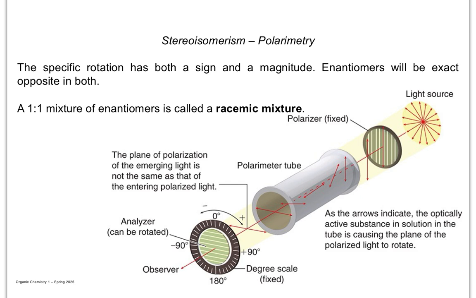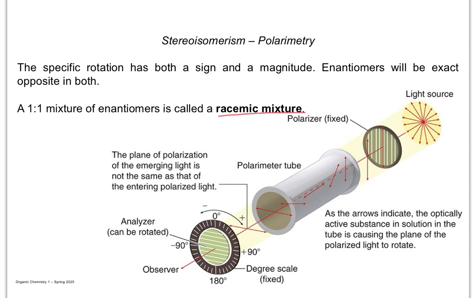So there's two things to note about the value that's produced. The sign, whether it's positive or negative, and then the magnitude of the rotation. And so we'll see in an upcoming slide the equation that's used to spit out the specific rotation. And then we ended on saying that a 1-to-1 mixture of enantiomers will give a specific rotation of 0. So that has a special name. It's called a racemic mixture.